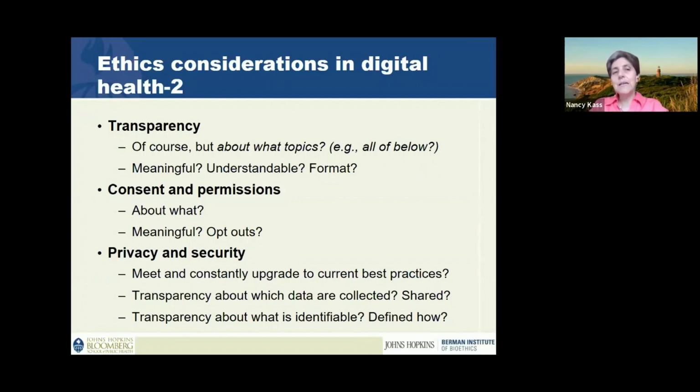All of us have seen the agreements that we're required to sign or click a box for on so many apps and other things that we want to have access to on the internet. And I think most of us would agree that these are not meaningful in terms of being in a format where we are likely to read them, where they're sort of user-friendly.